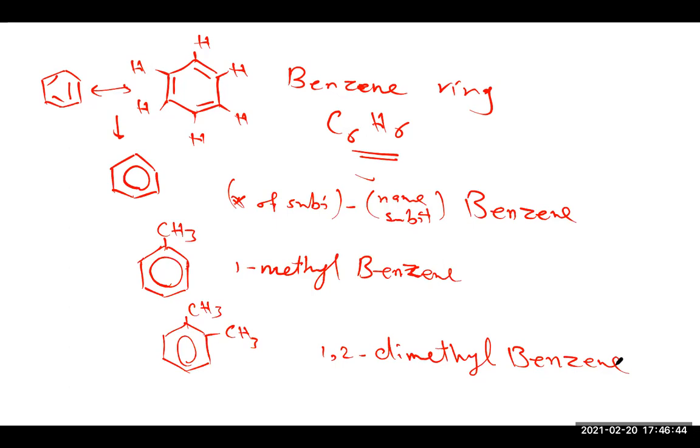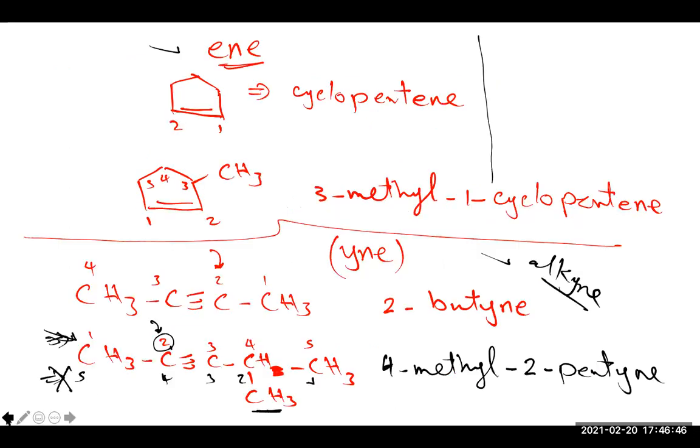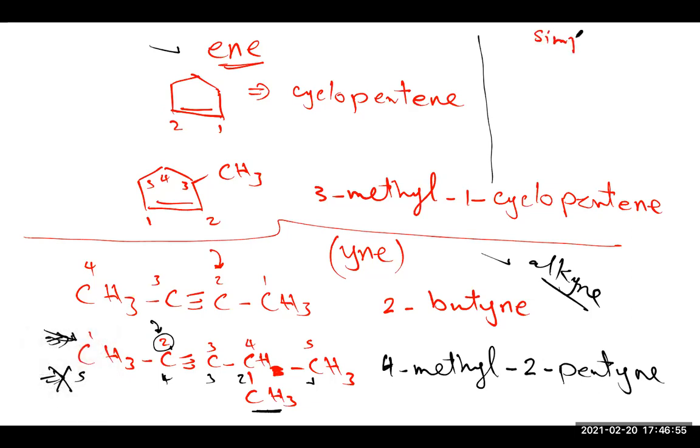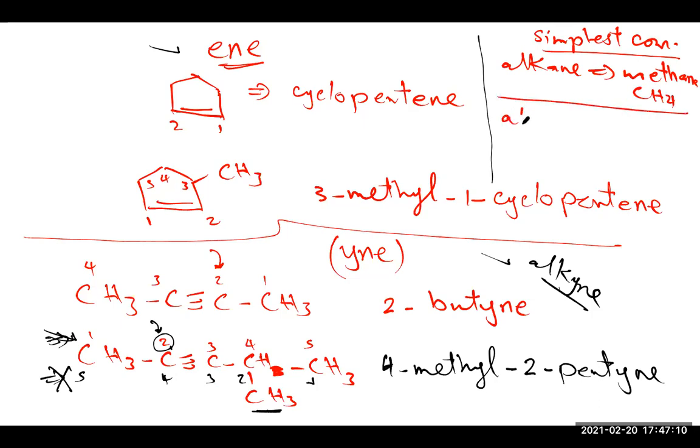Okay, before moving from this part, I need to write a small thing here. The simplest compound, because sometimes he will ask about it. The simplest compound of each one of them. For alkane, it's methane, which is CH4. This is the simplest one. For alkenes, it's ethene, which is C2H4. And this one also has a common name, and its common name is ethylene.